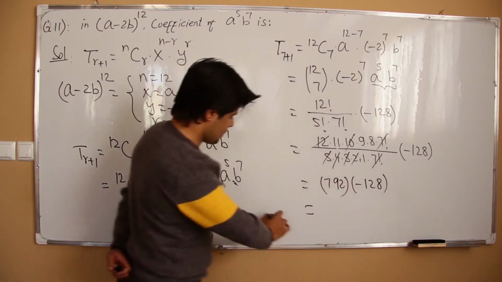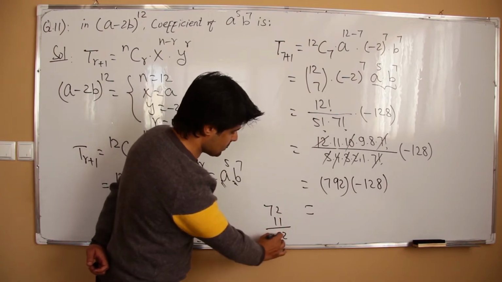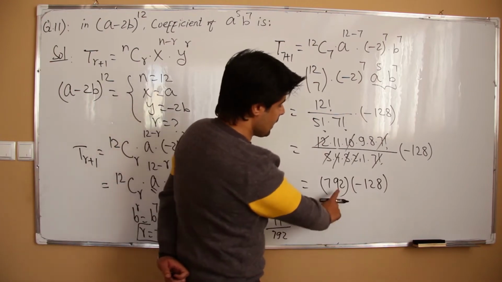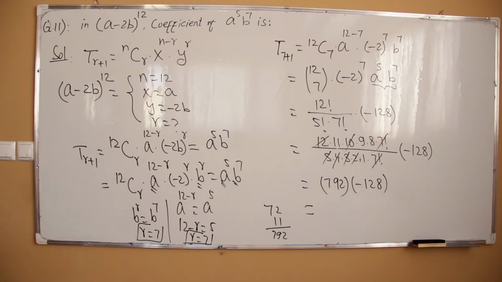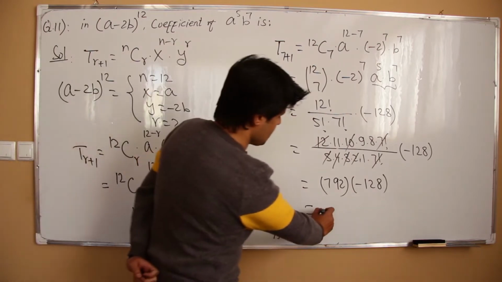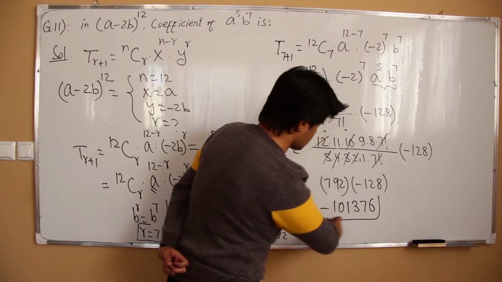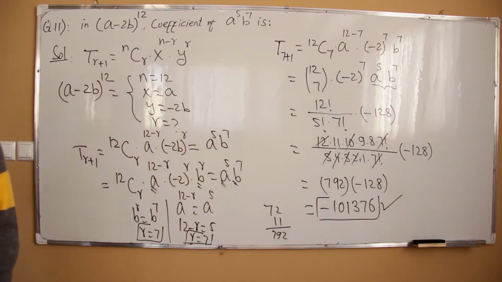Now 72 times 11. 1 times 2, 2 with 7 it's 9. 1 times 7 it is 7. 792. Now you can multiply these two terms. What's the answer? The answer would be minus 101376. Minus 101376. This is the correct answer. Write it, please.